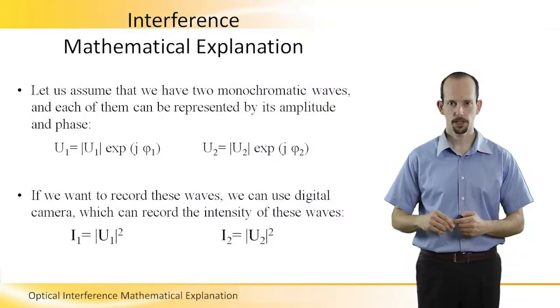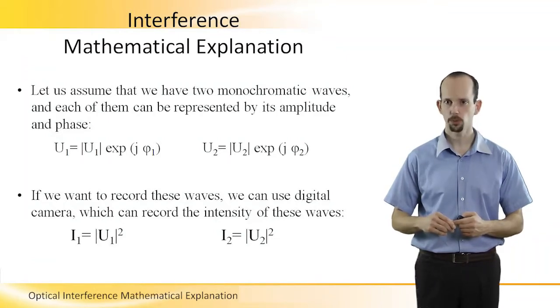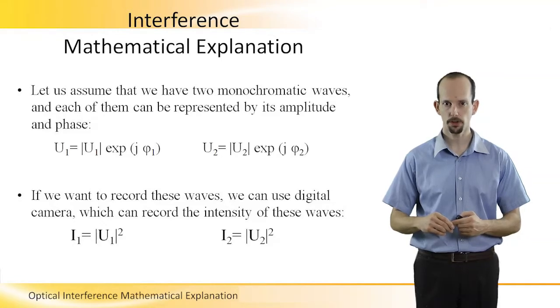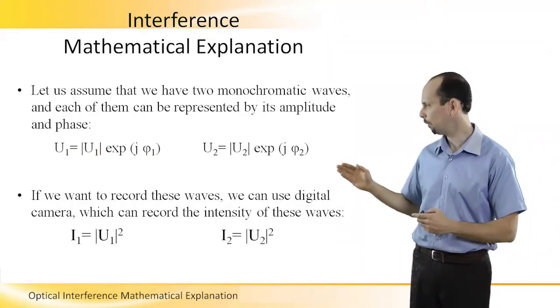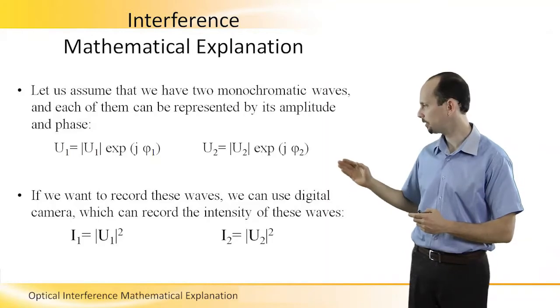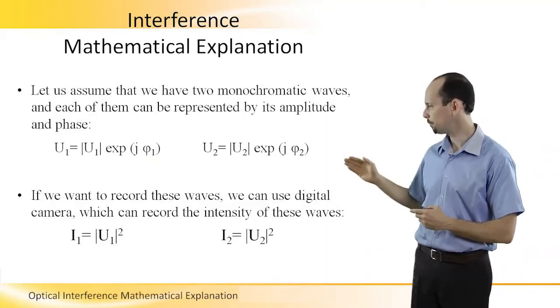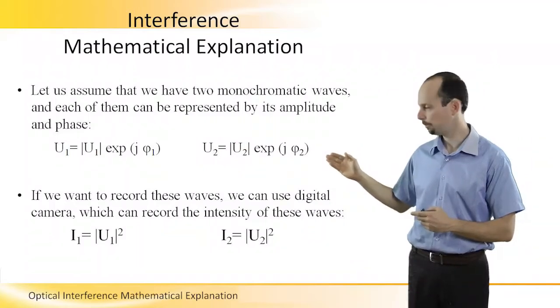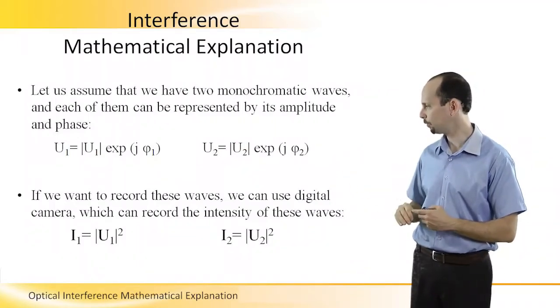The mathematical explanation behind interference is quite simple. Let us assume that we have two monochromatic waves, waves of the same color, of the same frequency, that can interact with each other, and each of them can be represented by its amplitude |u1| and its phase phi1. Then the second wave u2 can be represented by its amplitude |u2| and its phase phi2.